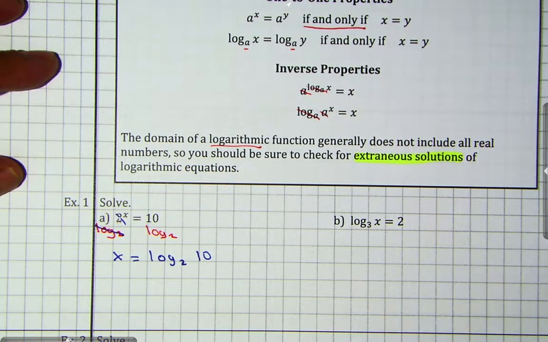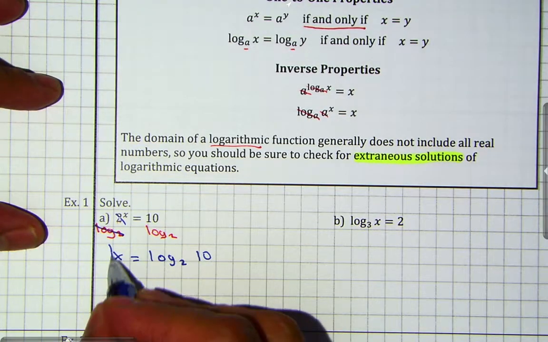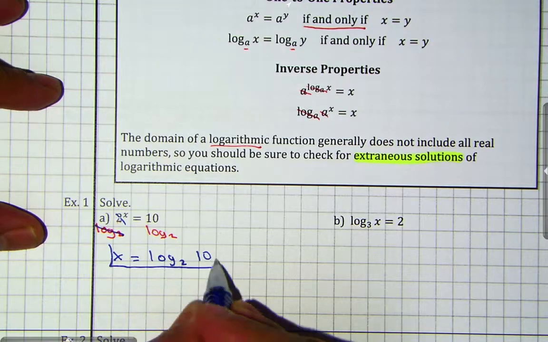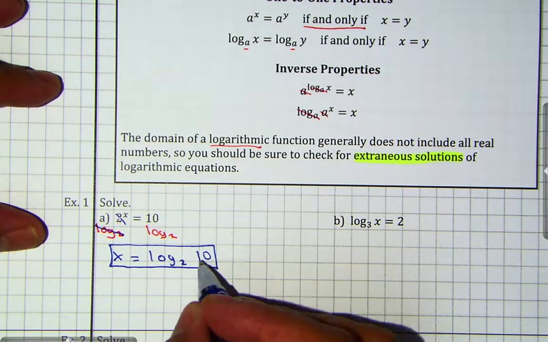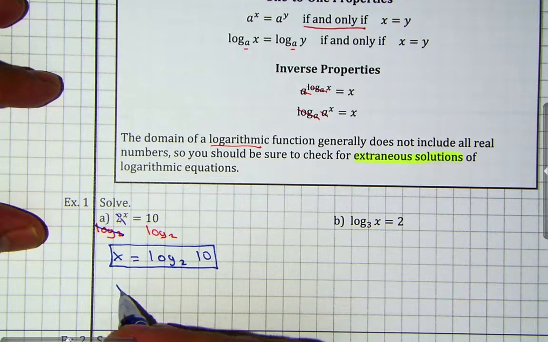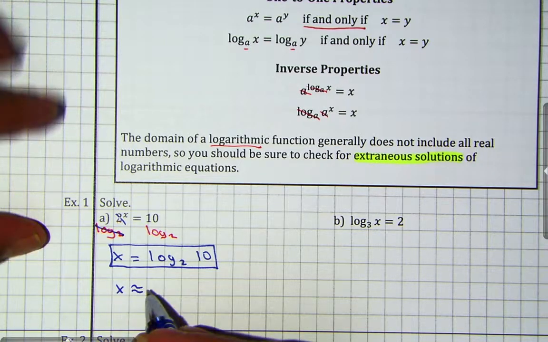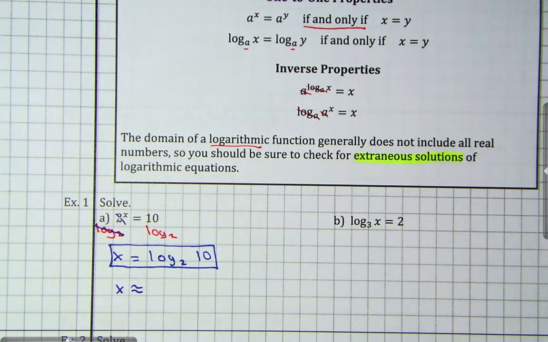Now, there are going to be times that they ask for the exact answer, so this will be your answer. There are other times that they are going to ask you to approximate the value of x. So you can think about 2 to what exponent is 10. Therefore, x is approximately, and for that, we're going to use our calculator.